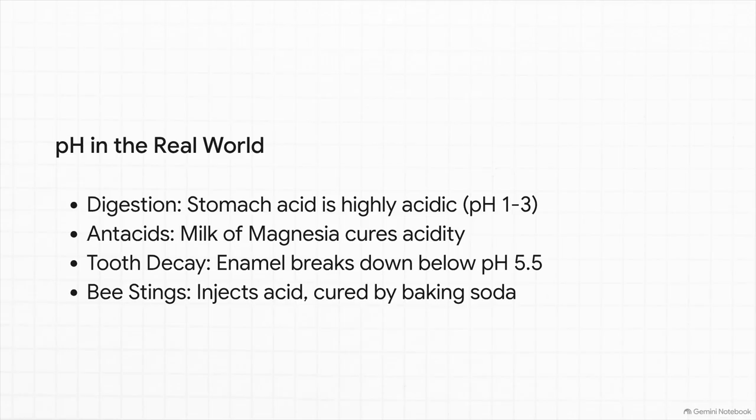Or what about tooth decay? The hardest substance in your entire body, your tooth enamel, actually starts breaking down if the pH in your mouth drops below 5.5. That is exactly why your daily toothpaste is basic. It's there to neutralize those mouth acids. And if a bee ever stings you, it hurts because it injects a painful acid into your skin. The best home remedy? Rubbing basic baking soda right on it to trigger a neutralization reaction and cure the pain.